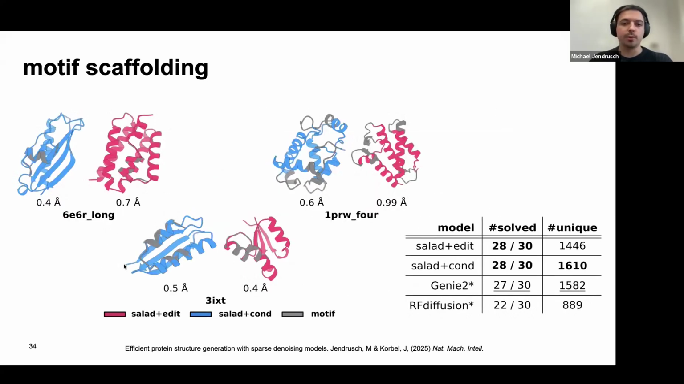And if we did that at every step of our denoising process, we would end up with scaffolded motifs like these, where we ran this for a standard benchmark of motif scaffolding tasks from the RFdiffusion and Genie2 papers. We were able to scaffold most of these motifs. So out of 30 motifs in the benchmark, we were able to solve 28, which is one more than Genie2, the previous state of the art. As you can see here in those examples, the RMSD between the motif and the designed structure is pretty low. So it seems the model is doing something right here.